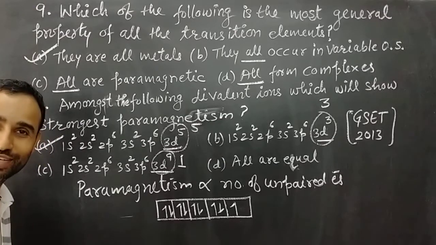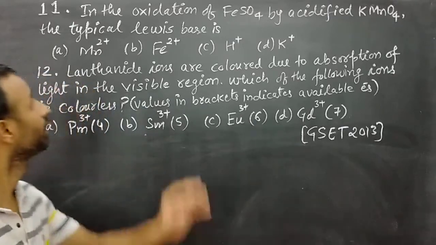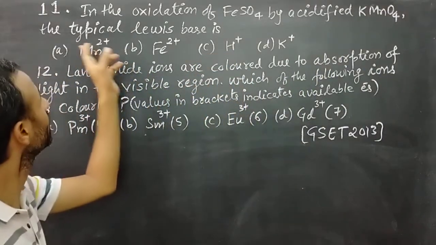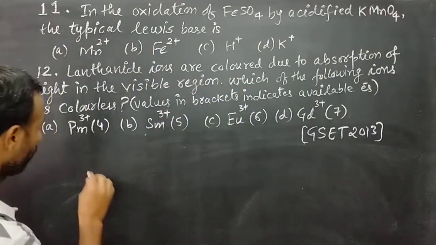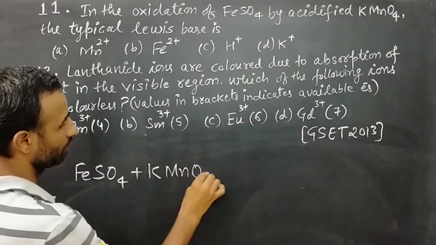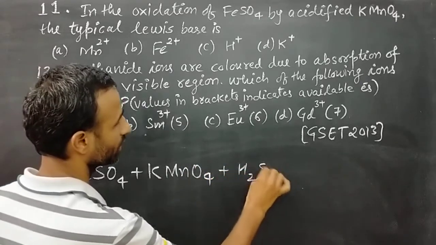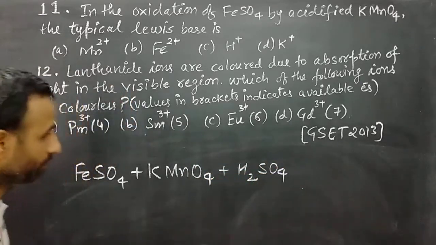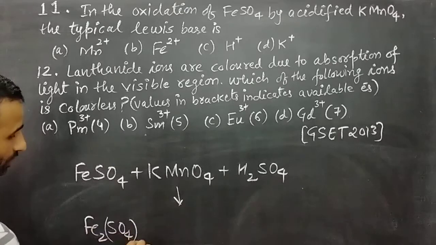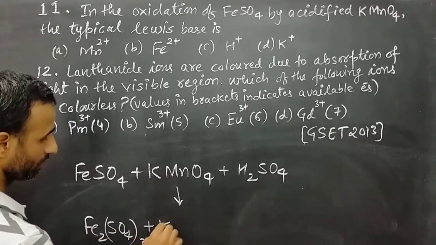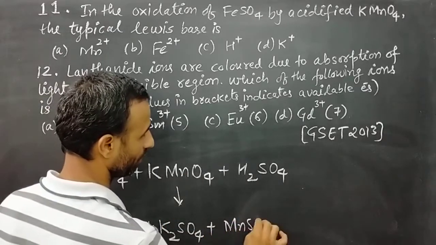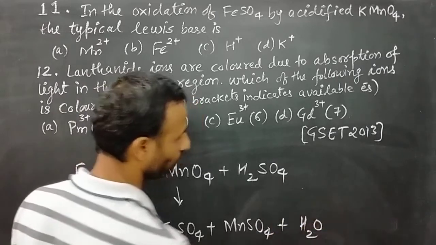Simple. Okay. Question from GSET 2013. In the oxidation of ferrous sulfate by acidified KMnO4, the typical Lewis base is? So when FeSO4 reacts with KMnO4 in the presence of sulfuric acid, ferrous sulfate changes into ferric sulfate, potassium gives K2SO4, manganese gives MnSO4 along with water, right?